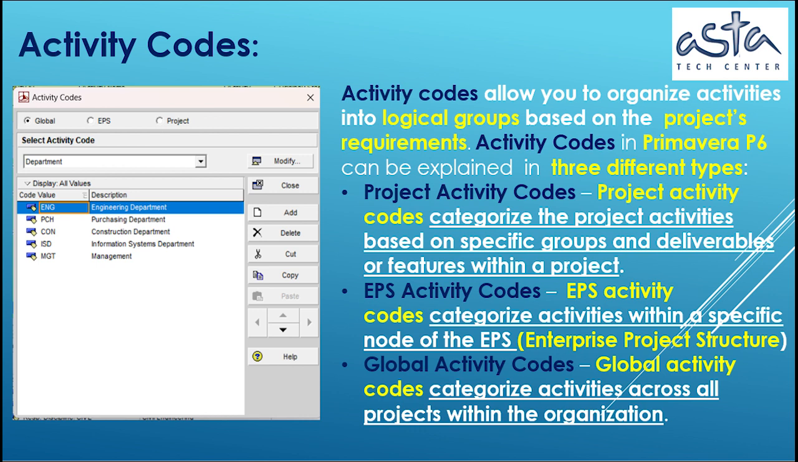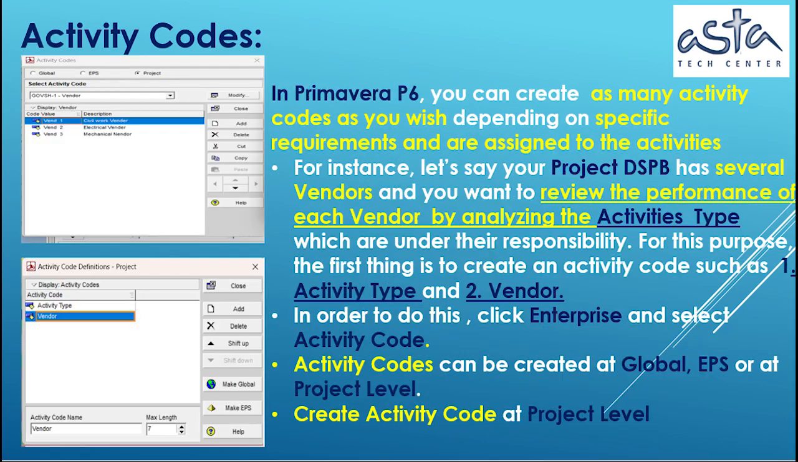EPS activity codes. EPS activity codes categorize activities within a specific node of the EPS, enterprise project structure. Global activity codes. Global activity codes categorize activities across all projects within the organization. In Primavera P6, you can create as many activity codes as you wish, depending on specific requirements, and they are assigned to the activities.